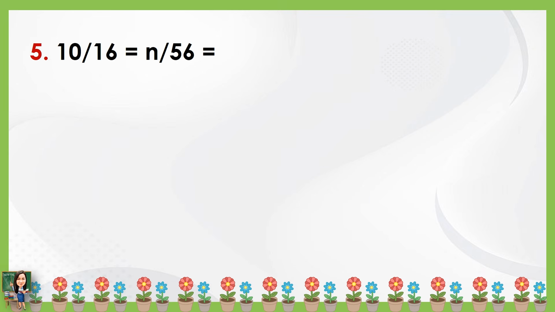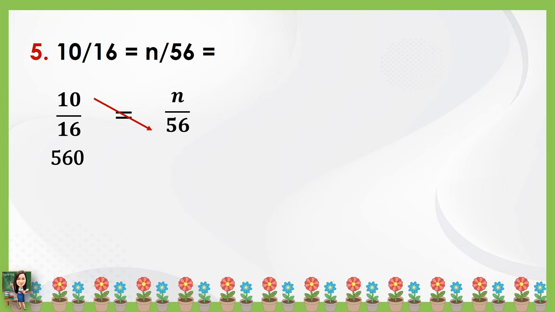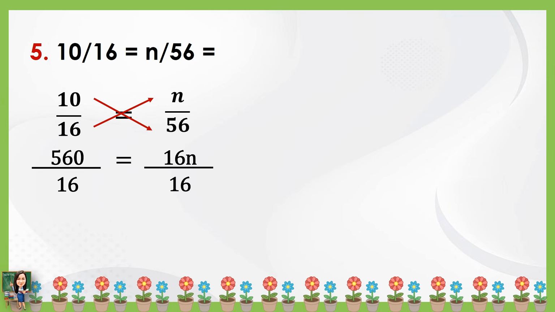And number 5, 10 is to 16 equals n is to 56. 10 times 56 equals 560. 16 times n equals 16n. Divide them by 16. 560 divided by 16 equals 35. 16n divided by 16 equals n. Therefore, the value of n is 35.